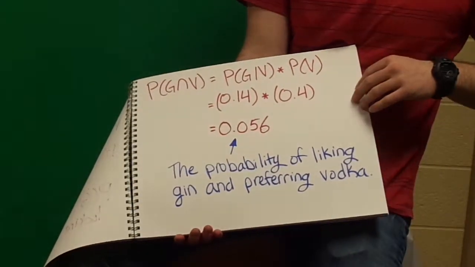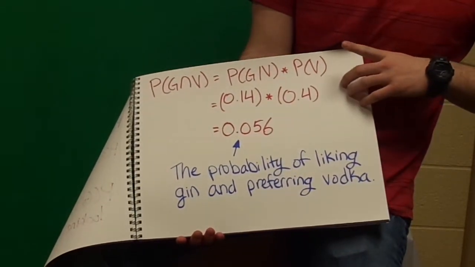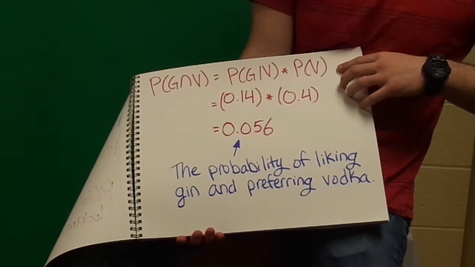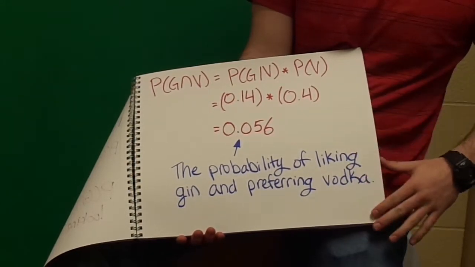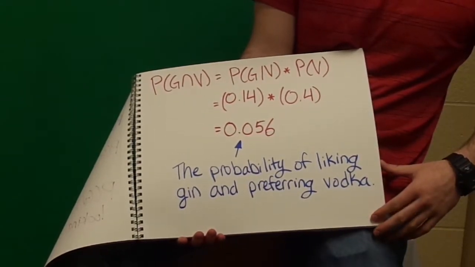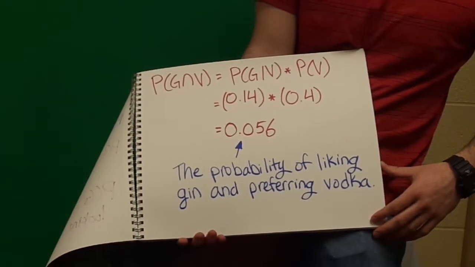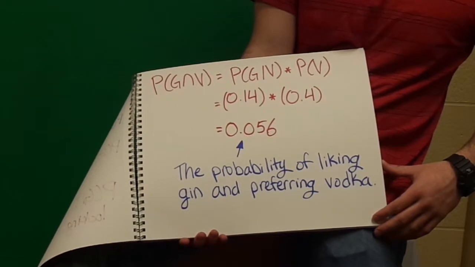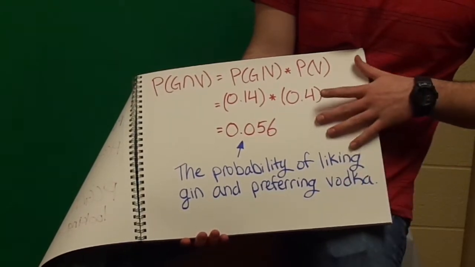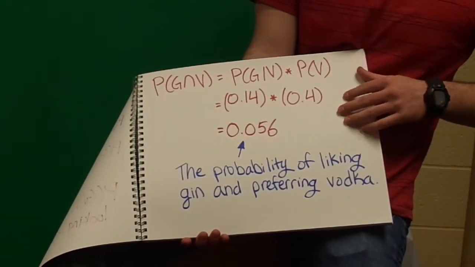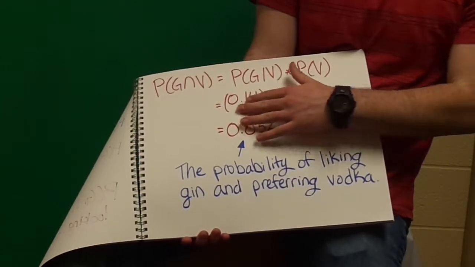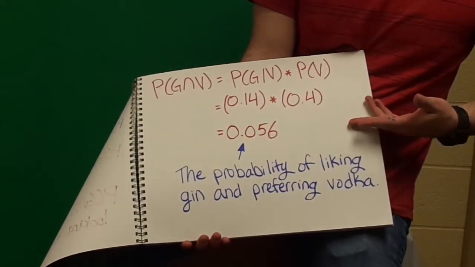By rearranging the equation, we get that the probability of liking gin and preferring vodka is equal to the probability of liking gin, given that you prefer vodka, times the probability of preferring vodka, which is equal to 0.14 times 0.4, which equals 0.056, which is the probability of liking gin and preferring vodka.